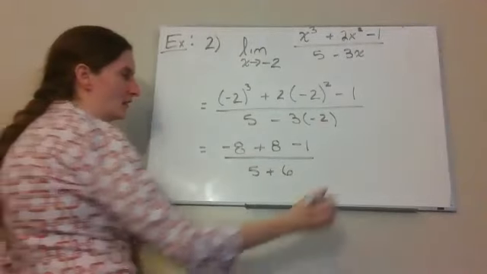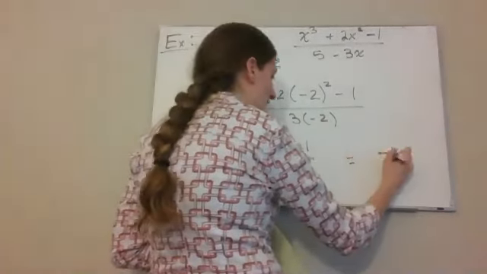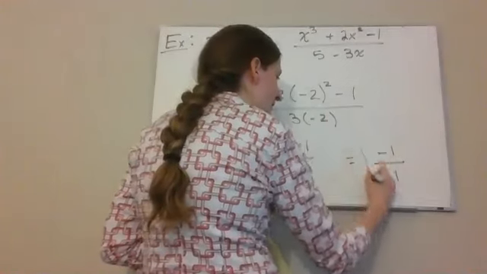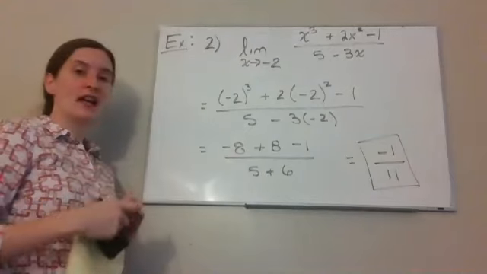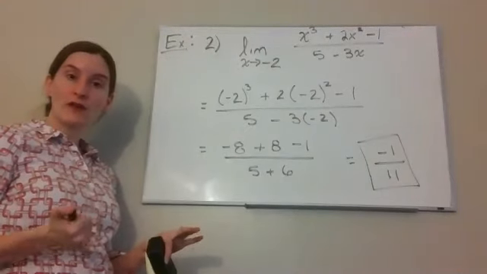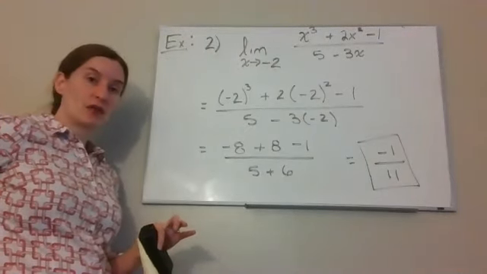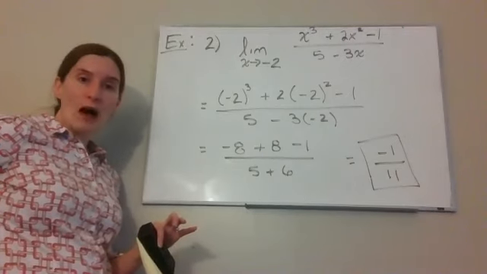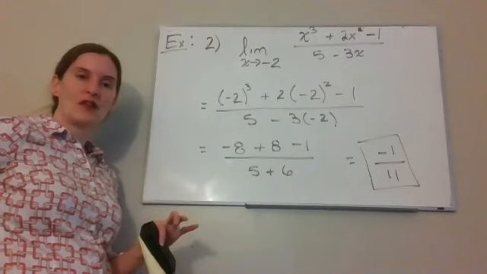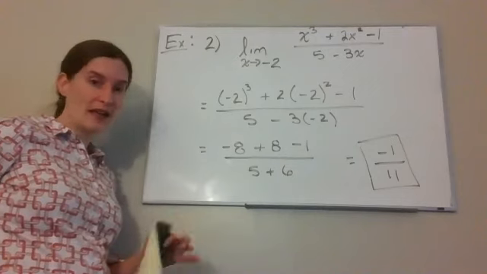So when I add these things together, I'm going to get a negative 1 on top and 11 on the bottom. My limit is negative 1/11. And again, this just means that if I were to graph this function and I get closer and closer to x equals -2 from both sides, the y value of this function is getting closer and closer to -1/11.